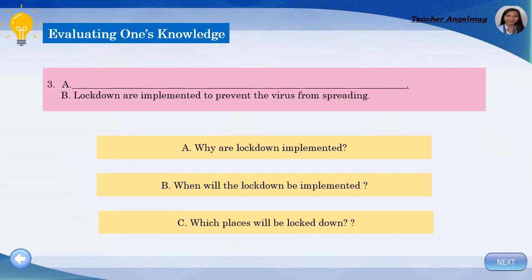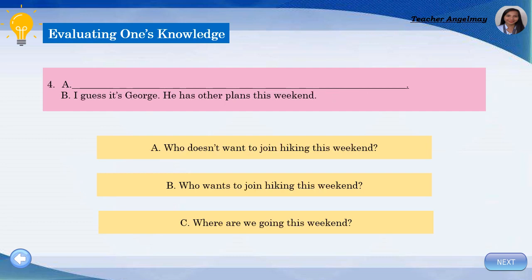Next number. Lockdowns are implemented to prevent the virus from spreading. What is the answer? The answer is letter A. Why are lockdowns implemented? Last number. I guess it's George. He has other plans this weekend. What is the answer for this? Letter A. Who doesn't want to join hiking this weekend?